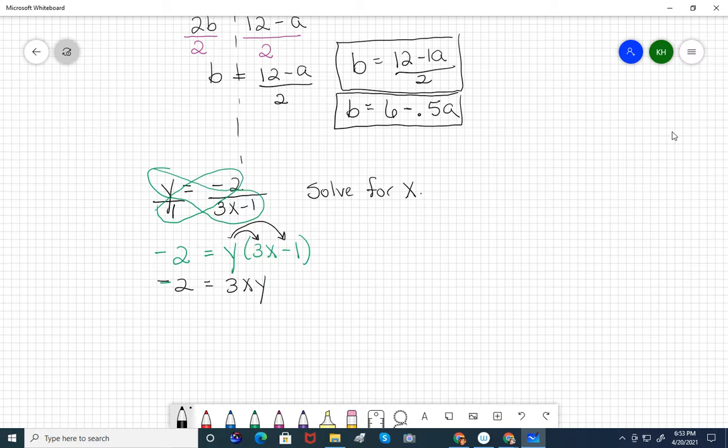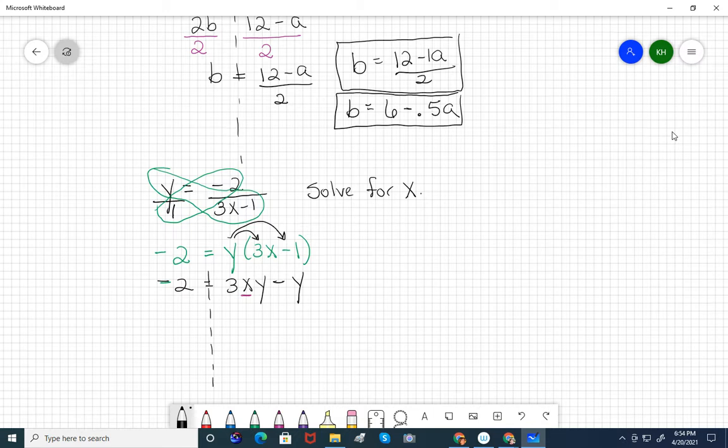Y times negative 1 is minus y. That doesn't look like a fraction anymore. What are we trying to solve for? We want to solve for this x right here. So we do that same kind of thinking. This is a balanced scale. These two sides are equal. What should I do first? I want to get this by itself.